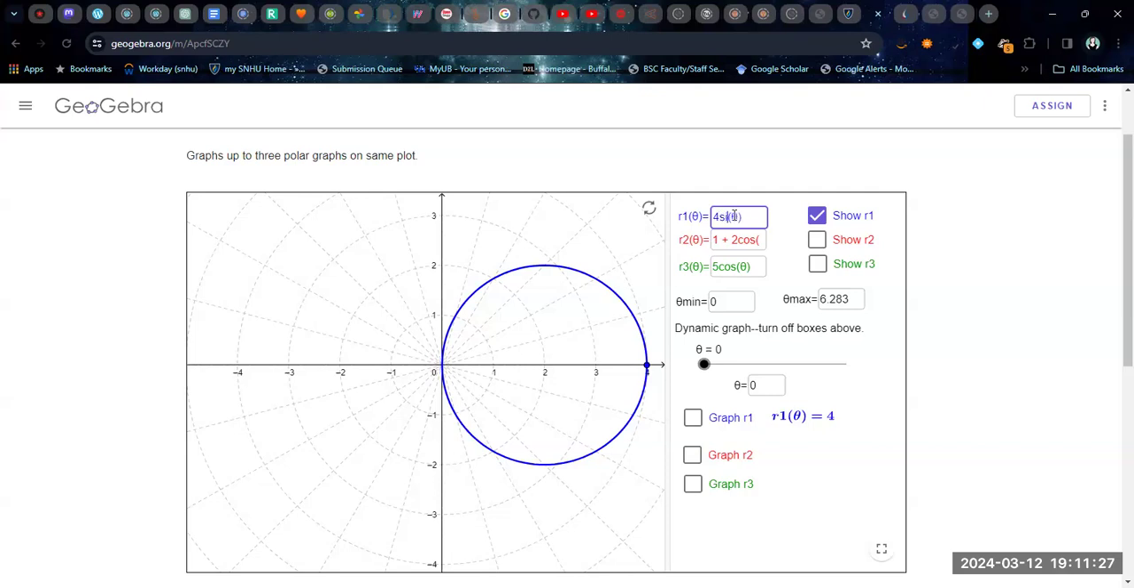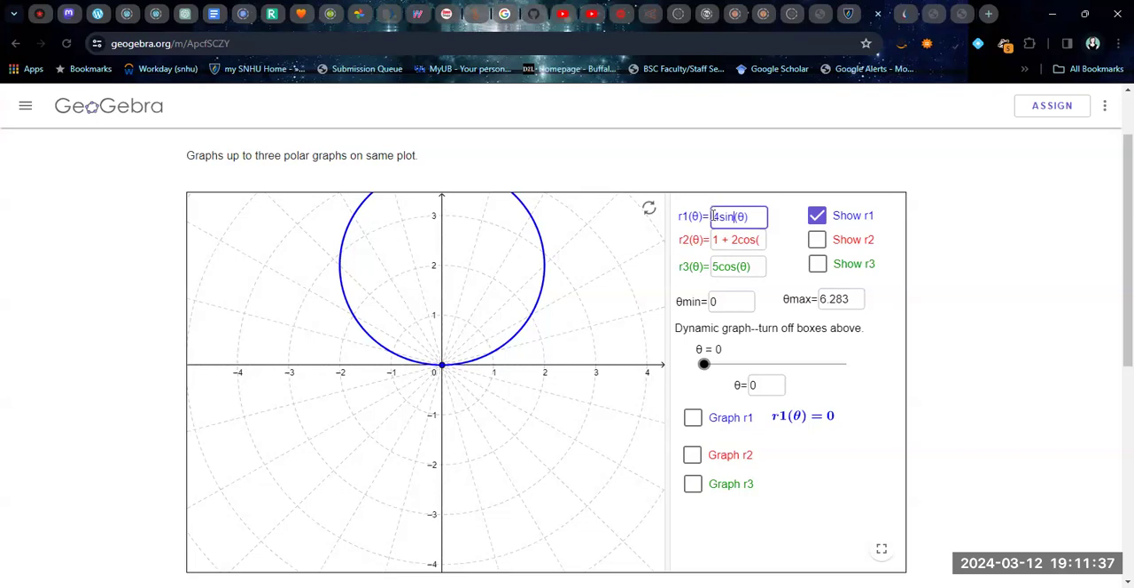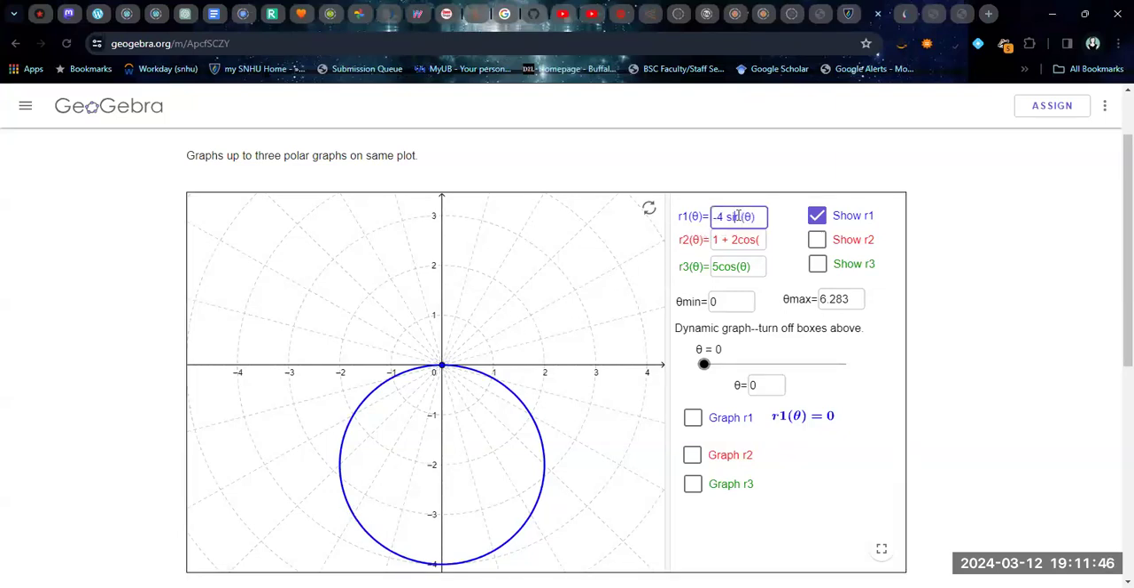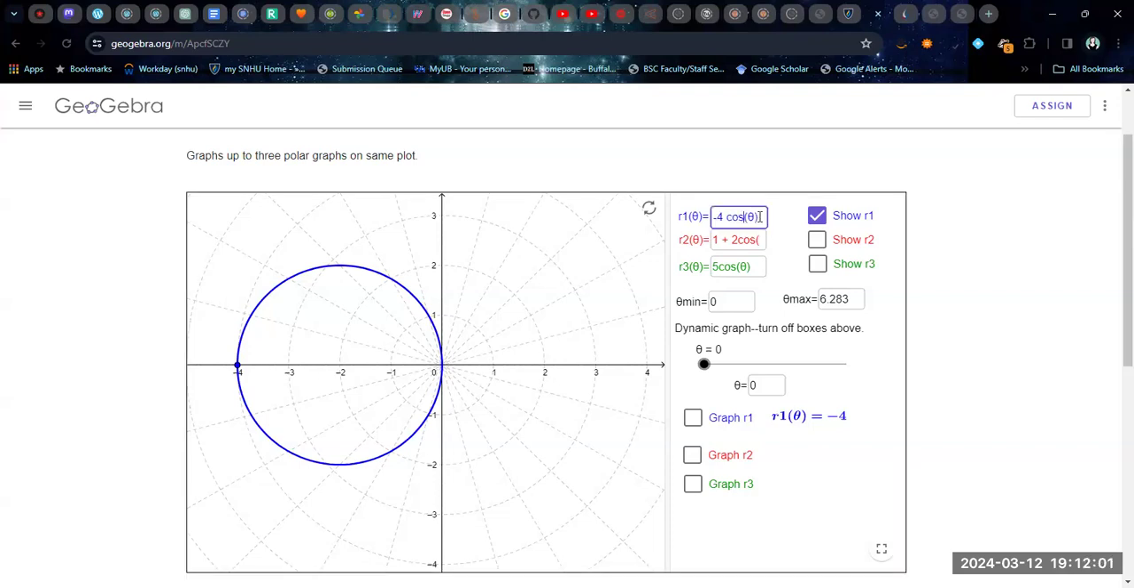I can change the orientation by making this a sine curve. So instead of being on the right, it's now above the center of the axis. And I can shift it around to the other side by making it negative. So now it's below the x-axis, and I can do the same thing for cosine. I can have it on the left side of the axis by making that coefficient negative. So this is some information that we can use about these polar graphs.